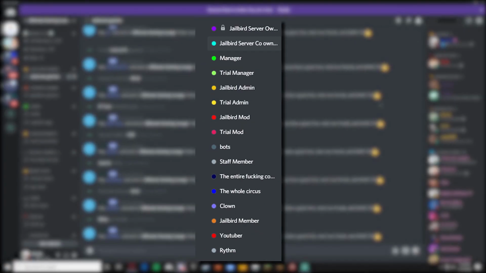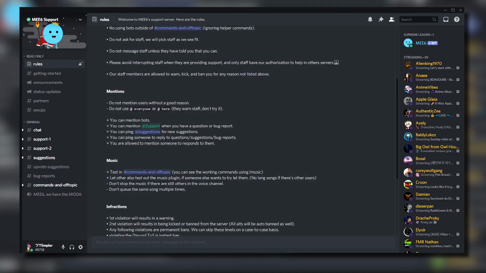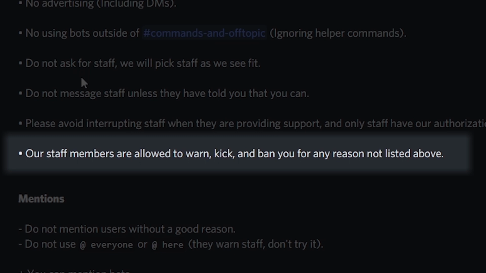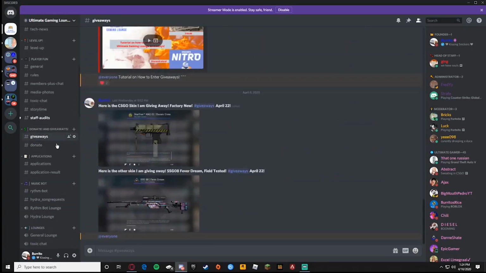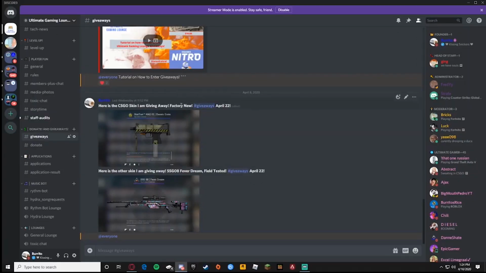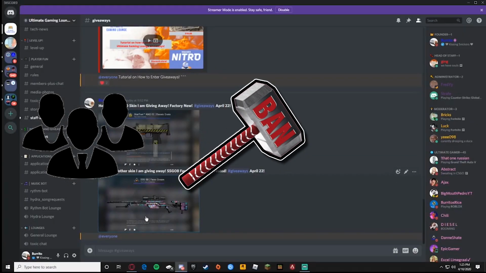Now, most of the rules are not bad necessarily, though if we go and look at the rules in the Discord server, you'll see that there's a rule that says, our staff members are allowed to warn, kick, and ban you for any reason not listed above. Which, alright, that sounds a bit far-fetched. Basically saying a staff member could just kick you for breathing or something might be a bit of an exaggeration on this point, but I think you can kind of see my concern. It's definitely very good if a staff member doesn't get in trouble for banning someone for being a specific race.